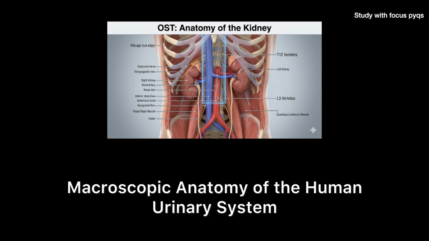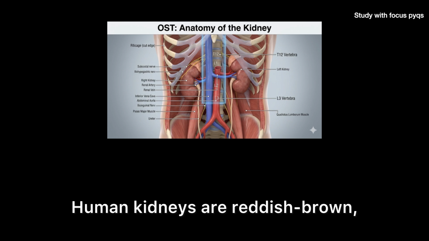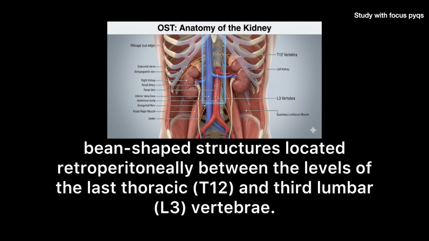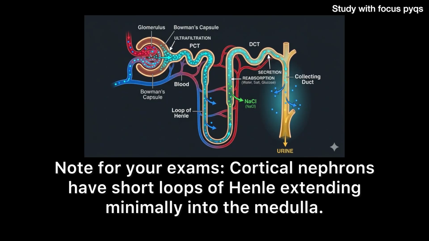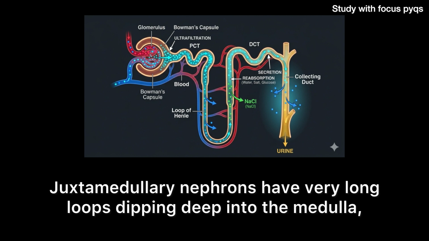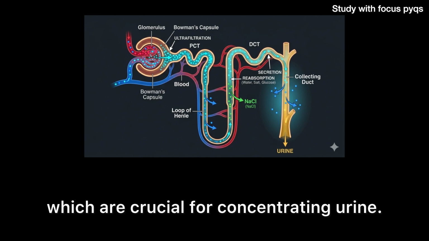Macroscopic anatomy of the human urinary system. Human kidneys are reddish-brown, bean-shaped structures located retroperitoneally between the levels of the last thoracic T12 and third lumbar L3 vertebrae. Note for your exams, cortical nephrons have short loops of Henle extending minimally into the medulla. Juxtamedullary nephrons have very long loops dipping deep into the medulla, which are crucial for concentrating urine.